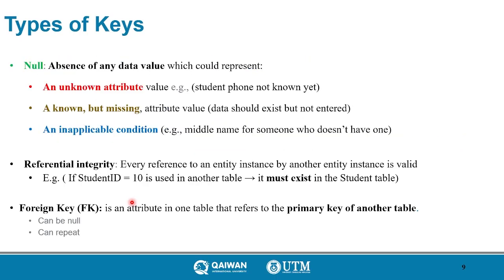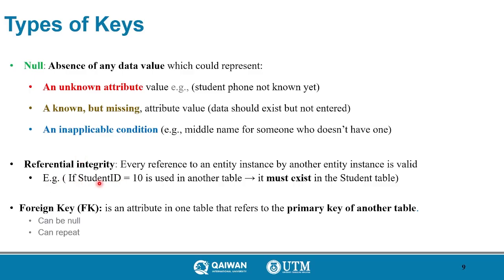Types of keys, we have null. Now null is the absence of any data value, not zero. Zero is different from null, which could represent an unknown attribute. A student phone not known yet, that would be null. A known but missing attribute value, for example, data should exist but was not entered. An inapplicable condition would be, for example, a middle name for someone who doesn't have any middle name. Now, referential integrity means every reference to any entity instance by another entity instance is valid.